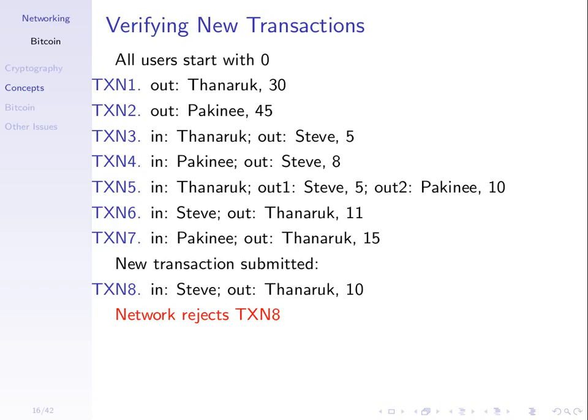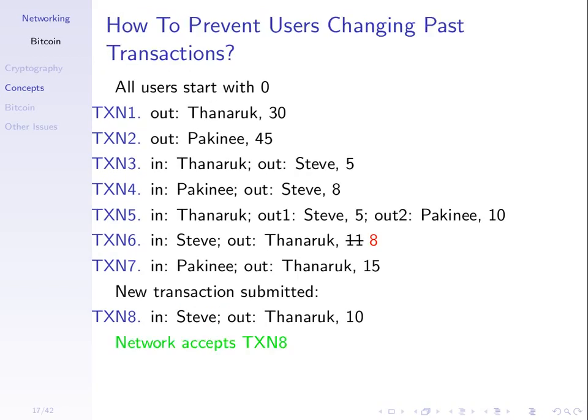I change this one, I sent 11 to Tunarak, I go back and change it to 8. If I could do that, then my transaction to Tunarak would be accepted. Because if I change that to 8, you can calculate that I would now have a balance of 10. Okay. We shouldn't allow this. This should not be possible. You shouldn't be able to go back and change transactions which were previously accepted. Okay. So it should be just one record of all the accepted transactions. We need to prevent users from changing the past transactions.